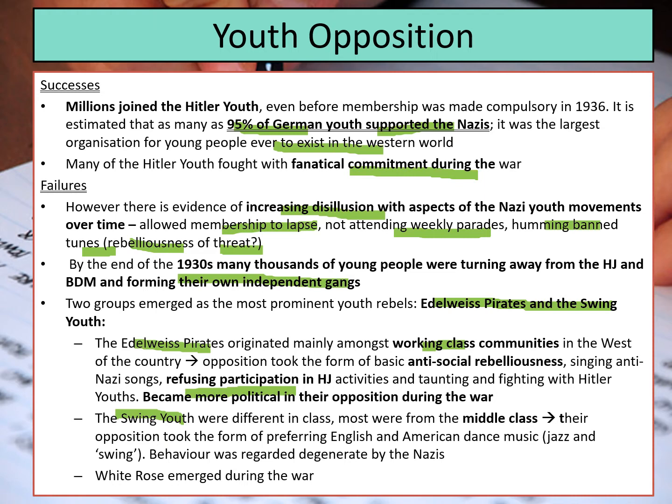So there were some different groups of opposition that formed in this period, even though the Nazis were largely successful at winning round the youth.